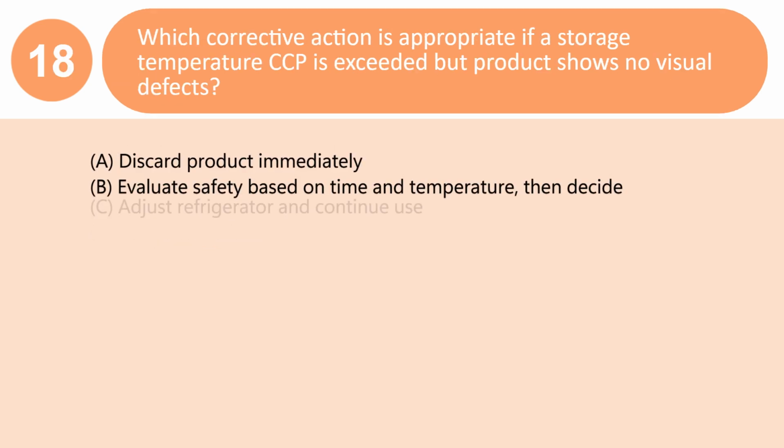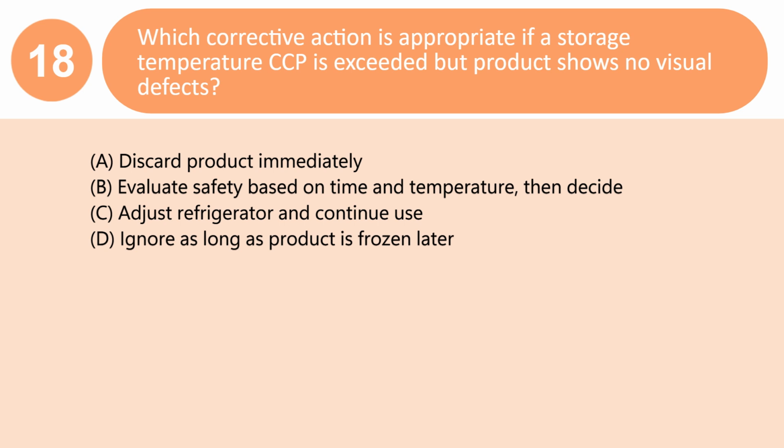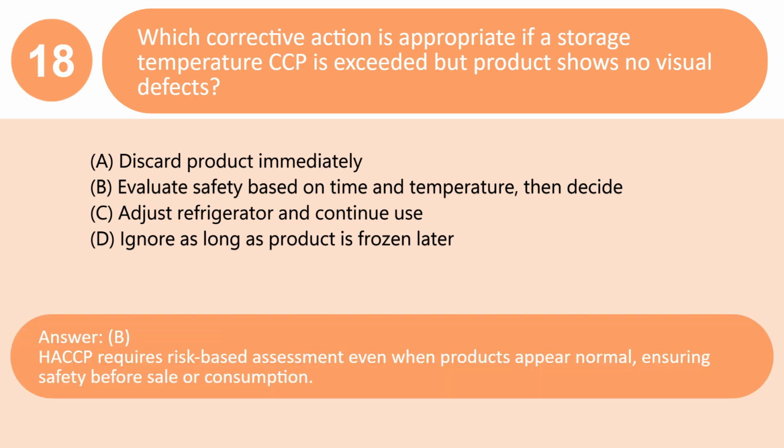Which corrective action is appropriate if a storage temperature CCP is exceeded but product shows no visual defects? A. Discard product immediately. B. Evaluate safety based on time and temperature, then decide. C. Adjust refrigerator and continue use. D. Ignore as long as product is frozen later. Answer B. HACCP requires risk-based assessment even when products appear normal, ensuring safety before sale or consumption.